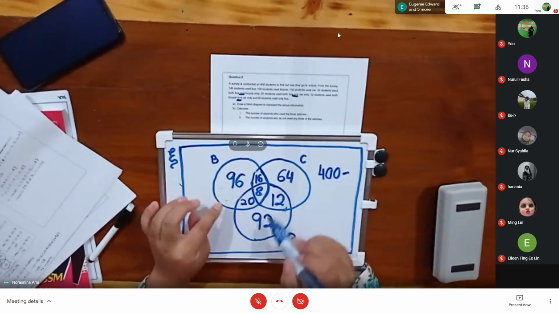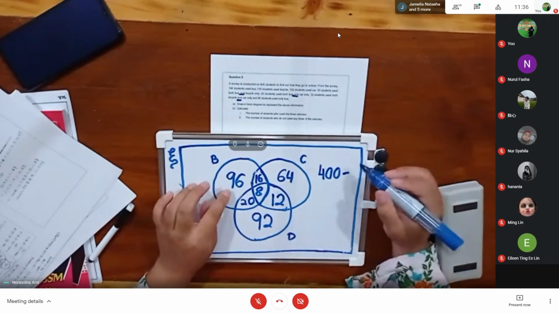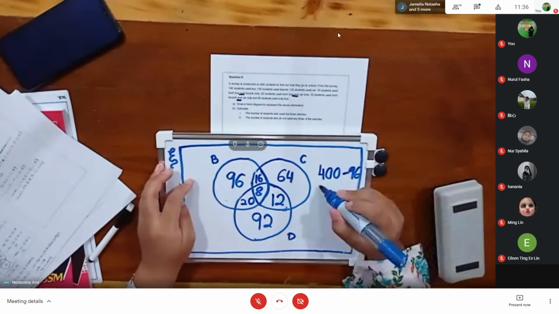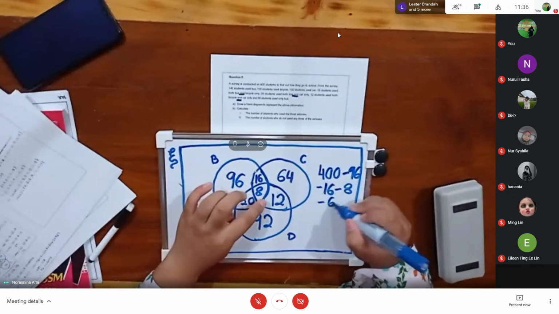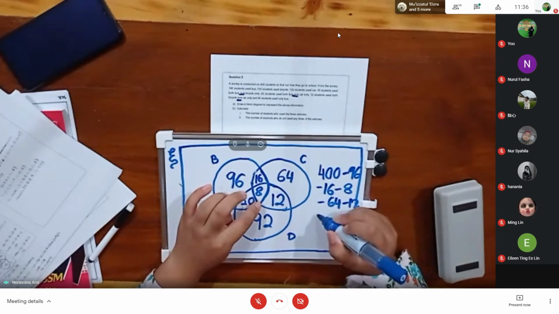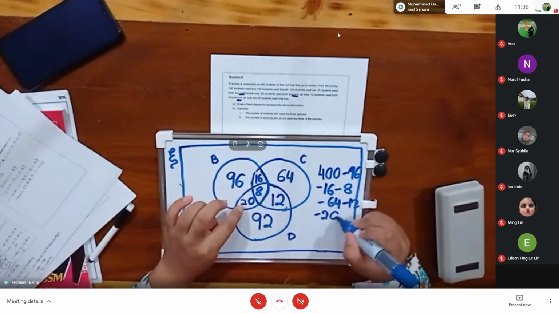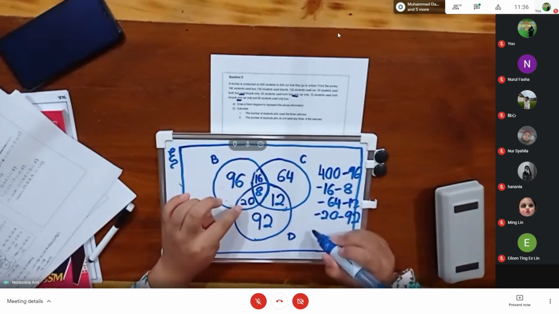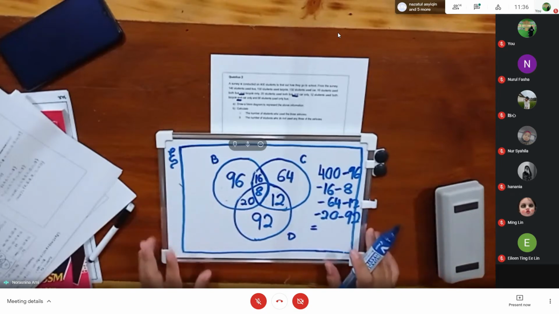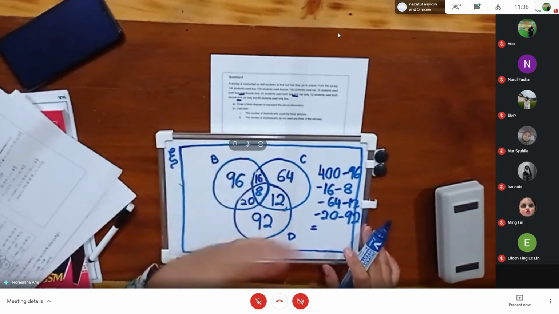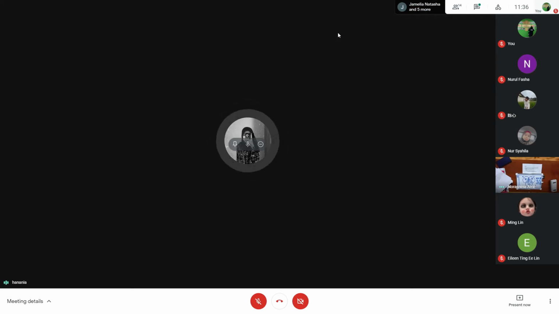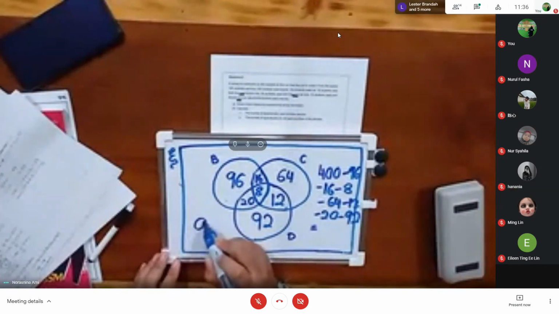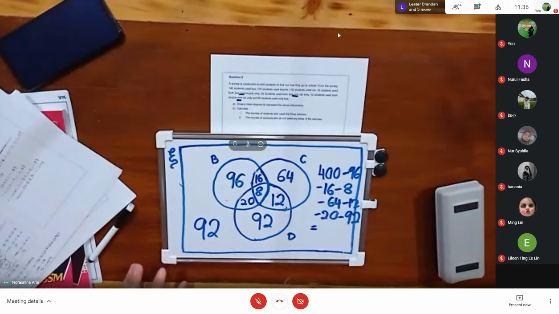So 400, minus all these parts like this, which is 96, minus 16, minus 8, minus 64, minus 12, minus 20, minus 92. We get the number of students who do not use any of these three vehicles. So what is the answer? 92. So outside here we will write 92.